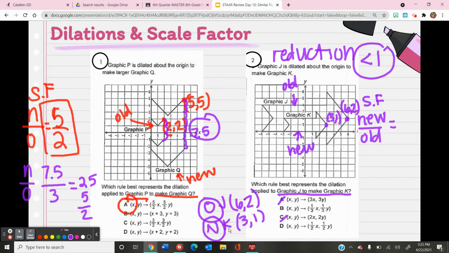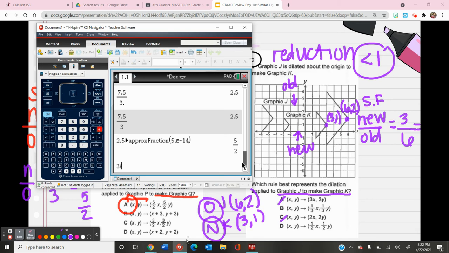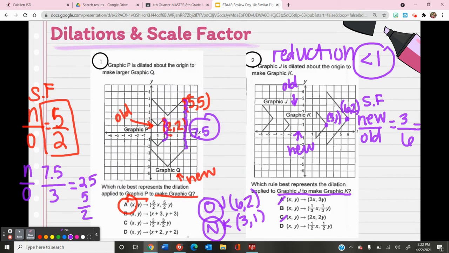So for our new x value, we have 3. For our old x value, we have 6. And whenever we simplify this in our calculator, 3 divided by 6 is 1/2. So here, my scale factor is going to be 1/2. So your answer is going to be D.